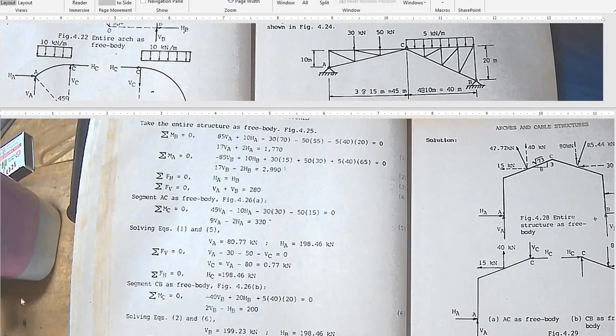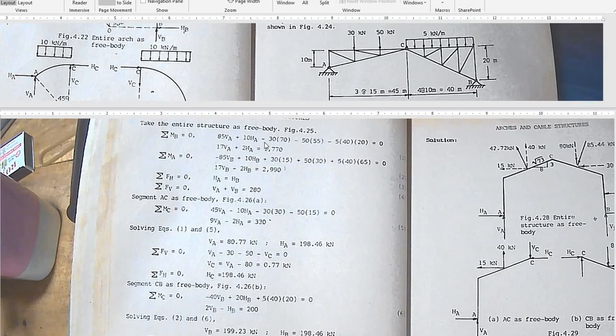Taking the entire structure as free body, nag-take moment siya sa point B. And then we have here 85 times V sub A. 85 is the lever arm of V sub A, okay? V sub A is the vertical reaction at A, and then H sub A is the horizontal at A. Plus 10 times H sub A. Yang 10 is the lever arm of horizontal reaction at A. So 20 minus 10 would give you 10, okay?